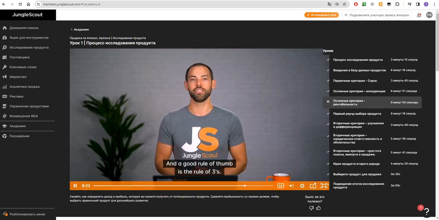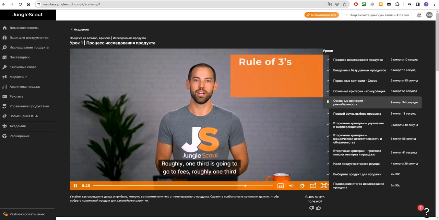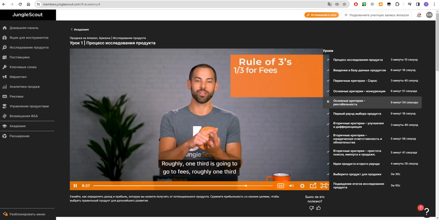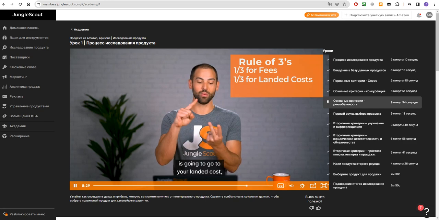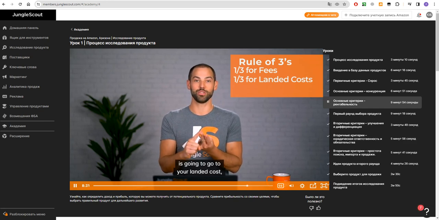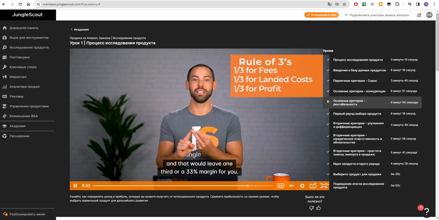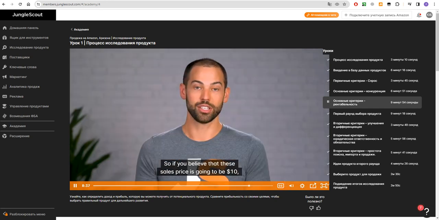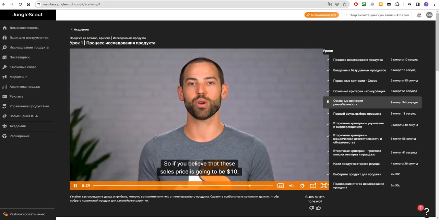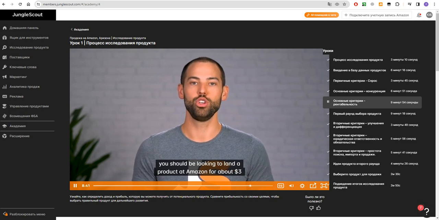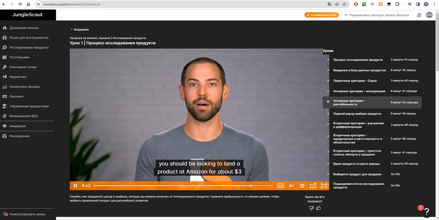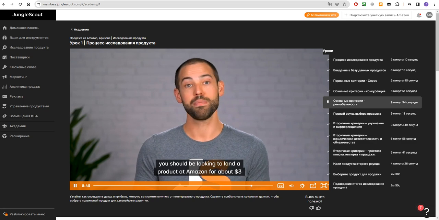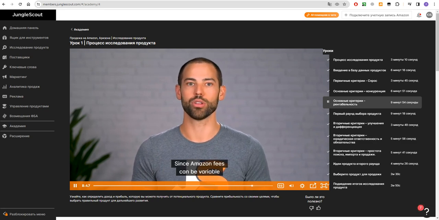And a good rule of thumb is the rule of threes. Roughly 1/3 is going to go to fees. Roughly 1/3 is going to go to your landed cost. And that would leave 1/3, or a 33% margin, for you. So if you believe that the sales price is going to be 10 bucks, you should be looking to land a product at Amazon for about $3 or a little more than $3.